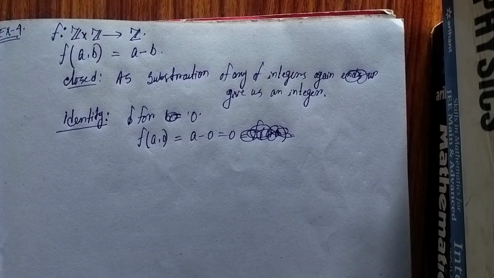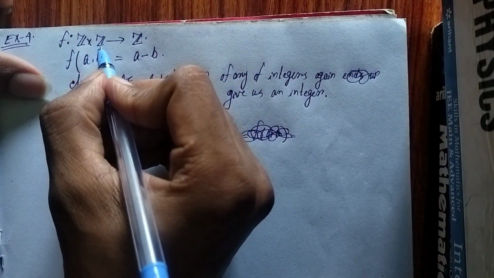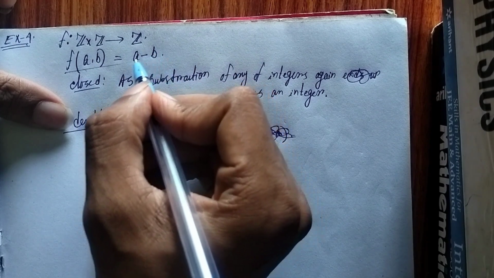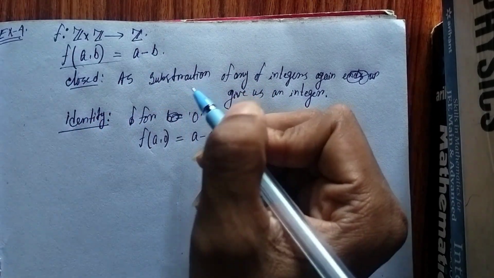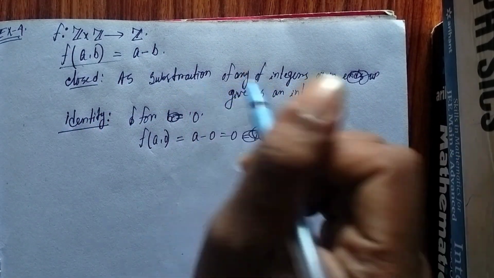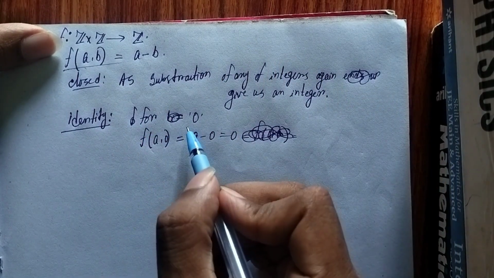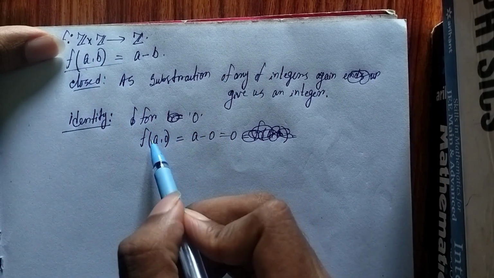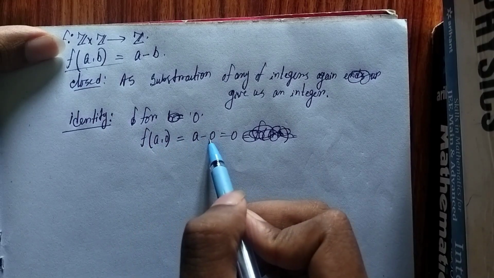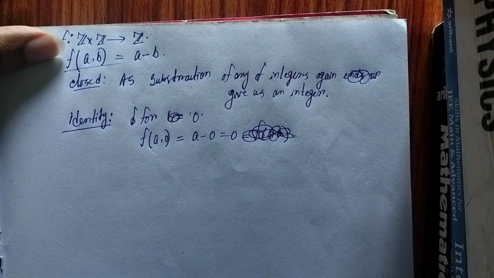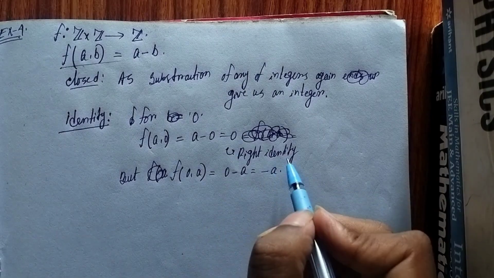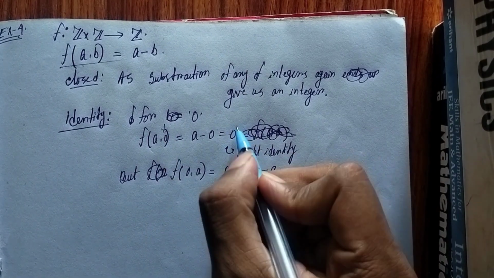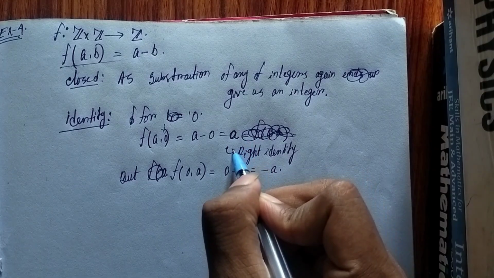Taking another example, the integers, and the operation is defined as the subtraction a minus b. This is closed definitely, because the subtraction of any integers again gives us an integer. Now looking at the identity, taking b as 0, f of a comma 0 equals a minus 0 equals a. We take the 0 here, and ultimately we end up with a.